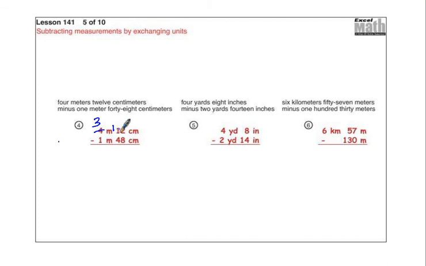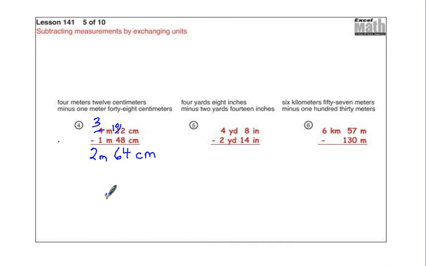Can't do 2 minus 8. I have to regroup and make that a 0. Now that's a 12 minus 8. 12 minus 8 is 4. This is 10 minus 4, which is 6. 64 centimeters. 3 minus 1 is 2 meters. So the answer is 2 meters, 64 centimeters.